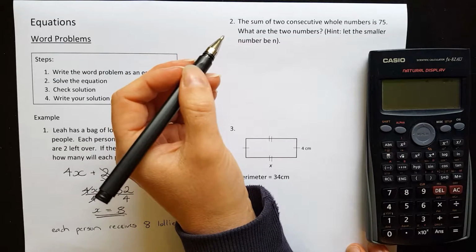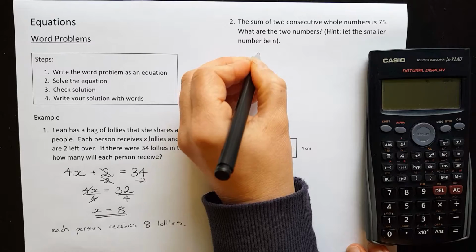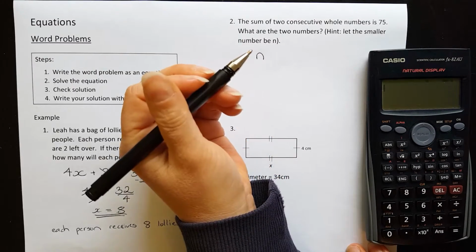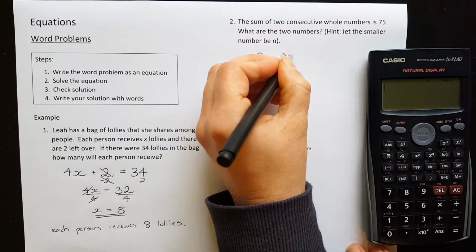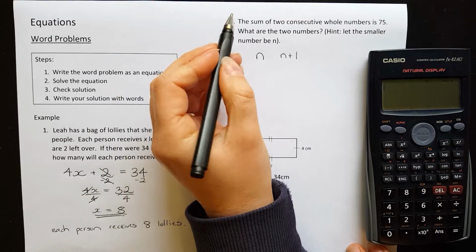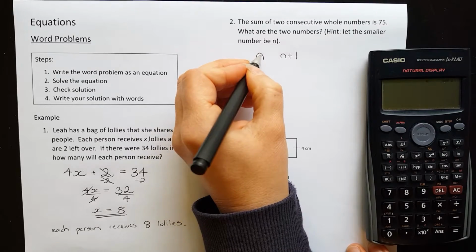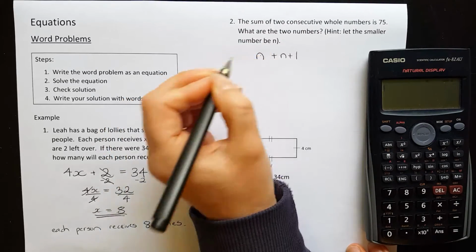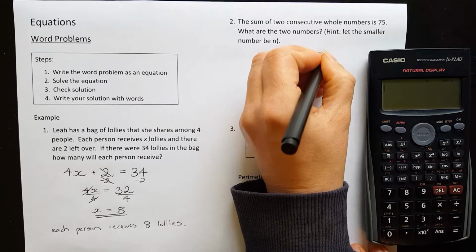Now we don't know what either number is. So if the first number is n, the next number needs to be 1 bigger, which would be n plus 1. That's how we could represent that. Now it says the sum of the 2 numbers, so I need to add together my n and my n plus 1. So they're my 2 consecutive numbers added together, which gives a total of 75.